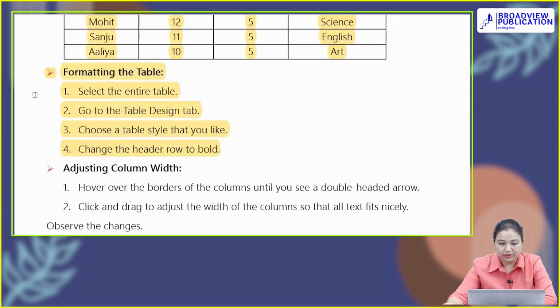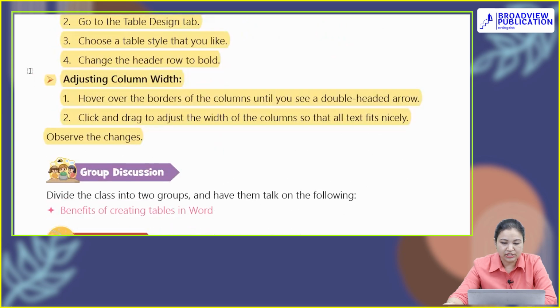Now, formatting the table: select the entire table, go to the table design tab, choose a table style that you like, and change the header row to bold. Adjusting column width: hover over the borders of the columns until you see a double-headed arrow. Click and drag to adjust the width of a column so that all text fits nicely. Observe the changes. So all this activity you have to do in Word.